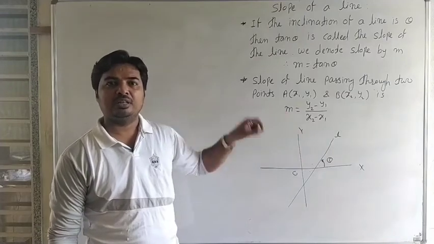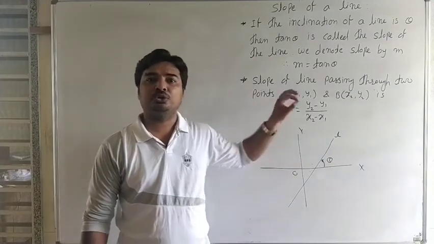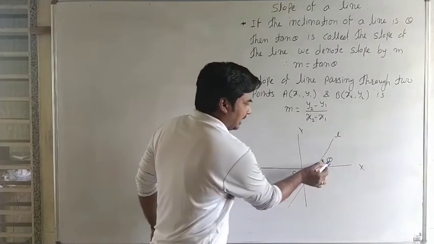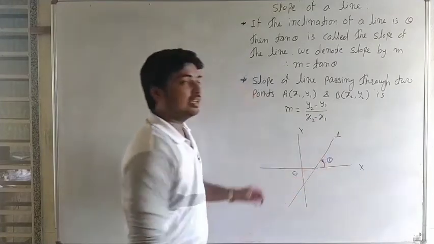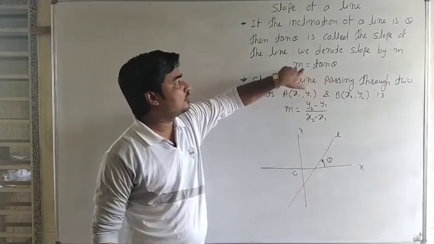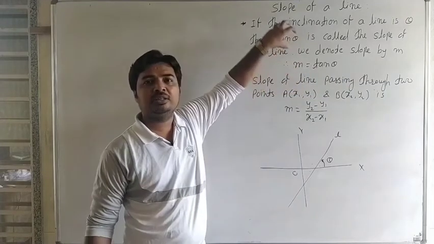The slope of the line is the tangent of the angle made by the line with the positive direction of the x-axis. So the tangent of this theta, that is tan theta, is the slope of the line, and slope is denoted by m.